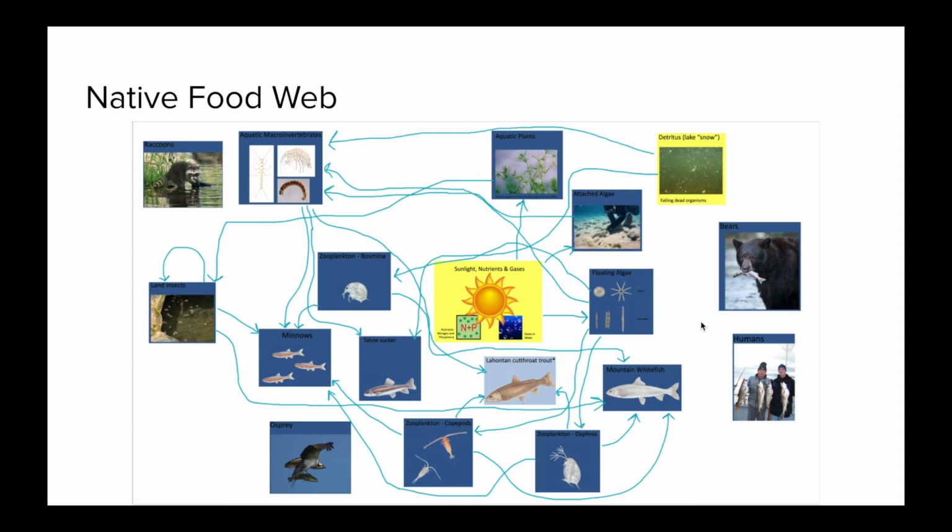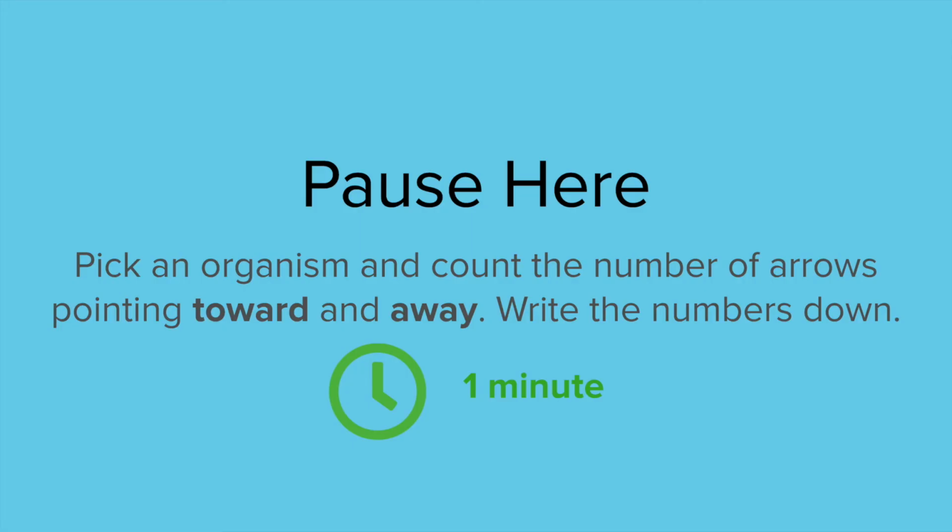So what I want you to do is go ahead and find an organism and count how many arrows are pointing toward it and how many arrows are pointing away from it. Pick an organism and count the number of arrows pointing toward and away. Write the numbers down. Pause here.